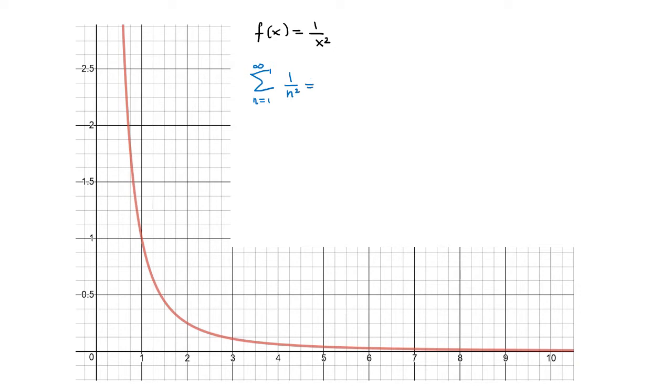Okay, so this is the series that looks like 1 plus 1/4 plus 1/9 plus 1/16, and so on. Each time we square the index and take its reciprocal. Okay, so my claim is that if we look at the series starting at n equals 2, if we add from n equals 2 up to capital N, this is going to be less than the integral from 1 to N of 1 over x squared.